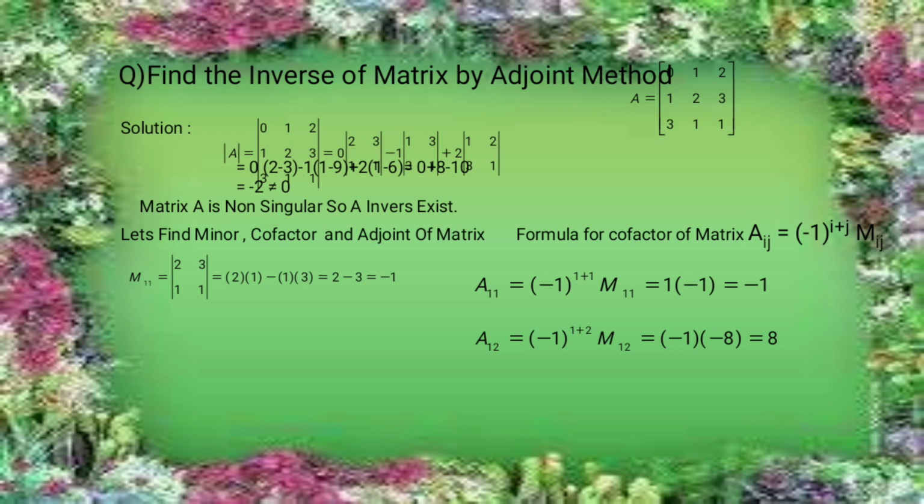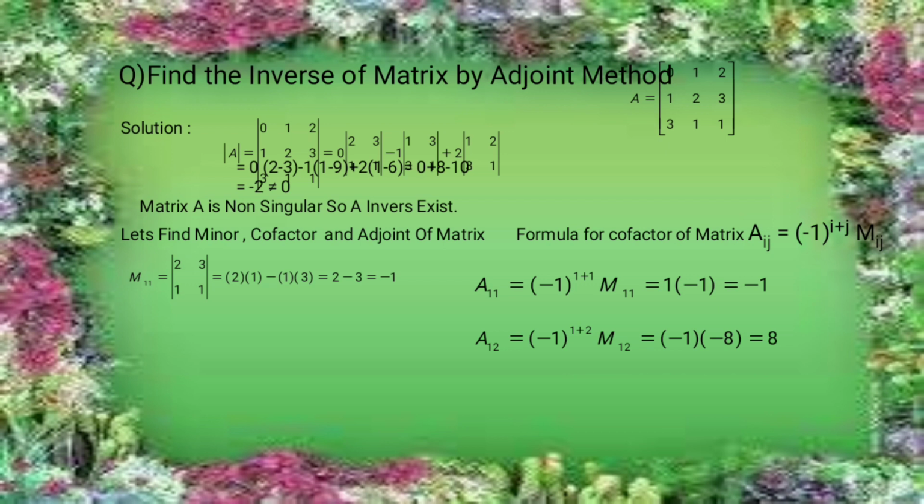So determinant of A is, expand this determinant along the first row. First element is 0 into, delete first row first column, remaining elements are 2 3 1 1, minus 1 into, delete first row second column, remaining elements in the determinant are 1 3 3 1, plus 2, delete first row last column, so remaining elements are 1 2 3 1. Now simplify this determinant, we get determinant value is minus 2, which is not equal to 0. So A inverse exists.